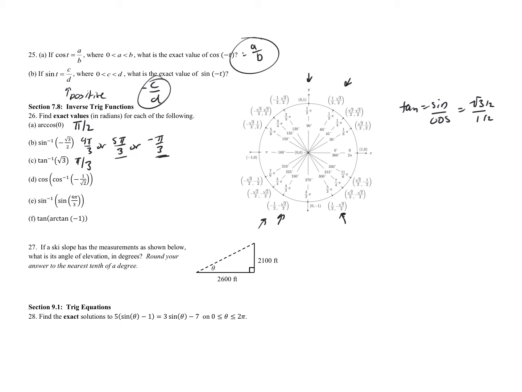And these last three play with the idea that if we have cosine of its inverse, those will cancel out, and we'll just be left with the input here. So this should just be negative 1 over root 2. Similarly, arc cosine of cosine will cancel out, and we're left with 4 pi over 3. And then finally, tan of its inverse, arctan, cancels out, and we'll end up being left with negative 1 there.